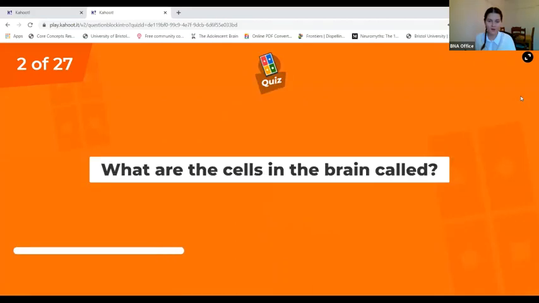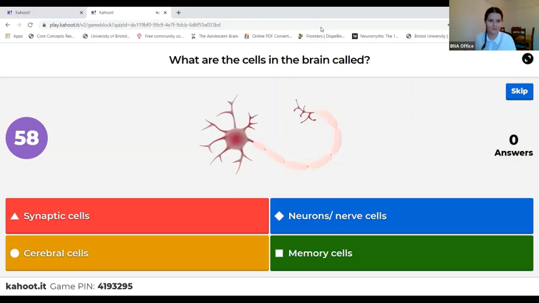We'll go on to our first question, and then we'll have a bit more of an introduction after the question. So feel free to use Kahoot to have a go at answering this question. The question is, what are the cells in the brain called? In red, synaptic cells, blue, neurons or nerve cells, yellow, cerebral cells, or green, memory cells. So familiarize yourself with Kahoot. Hopefully you can use that to answer the question.